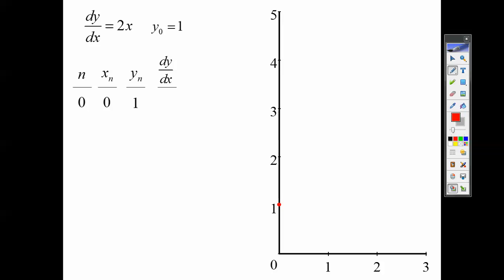So what is the slope at that point? Well, we can get it just like we did with slope fields. We just plug it in, right? So plug in to the y prime equation. What do you get?